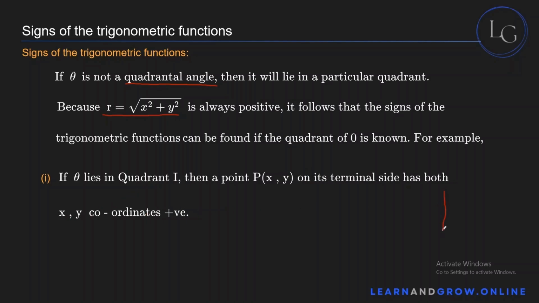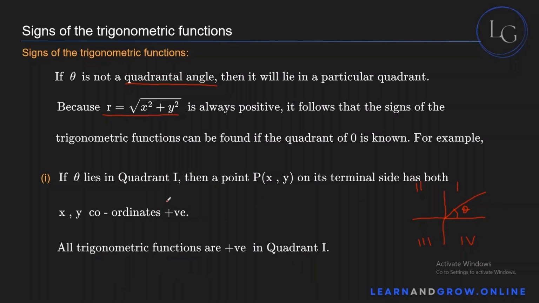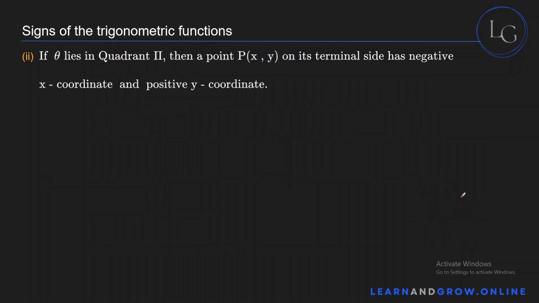So basically you have here a grid, and if the angle theta lies in this particular area, this is quadrant 1, this is quadrant 2, this is quadrant 3, and this is quadrant 4. So if theta lies in this quadrant, then obviously the value of y and the value of x are both positive, and so that's that. So all the trigonometric functions are positive in quadrant 1. Remember, in quadrant 1 all the trigonometric functions are positive.